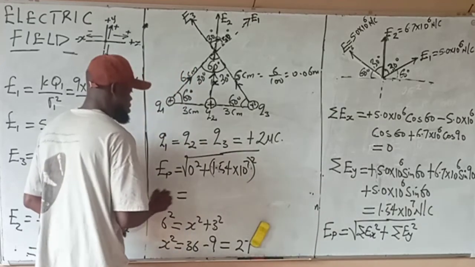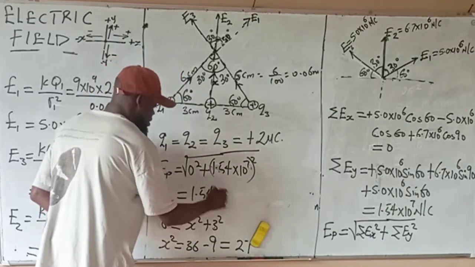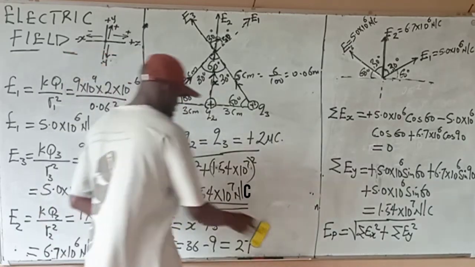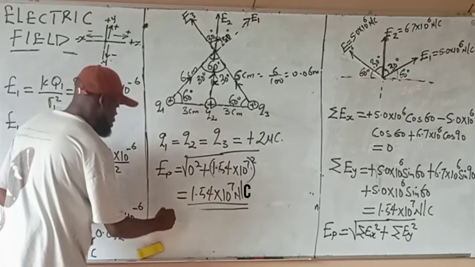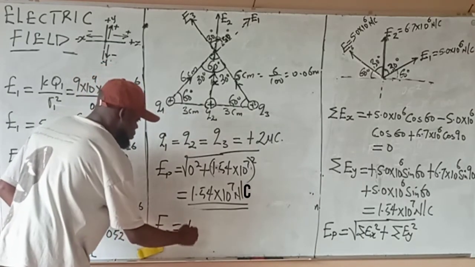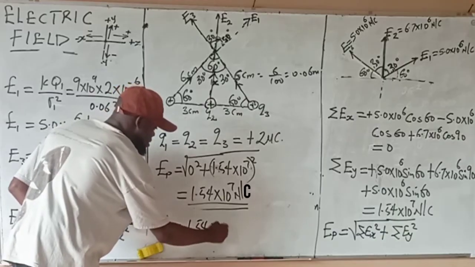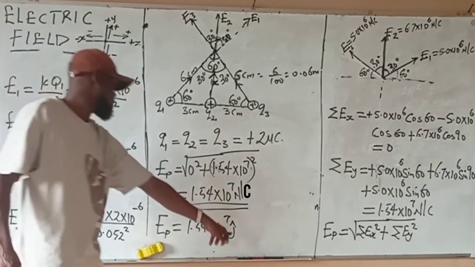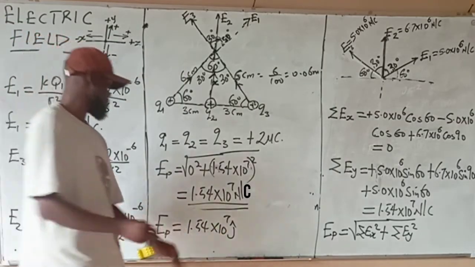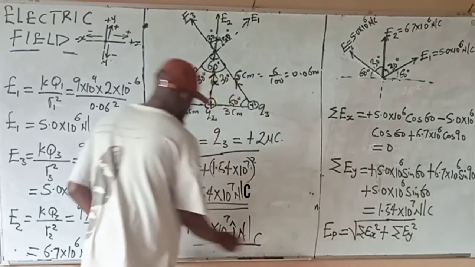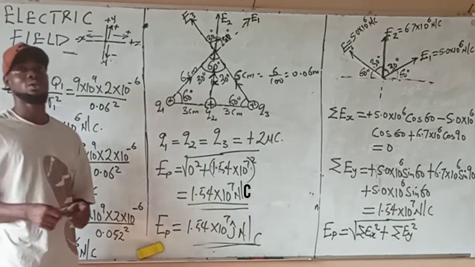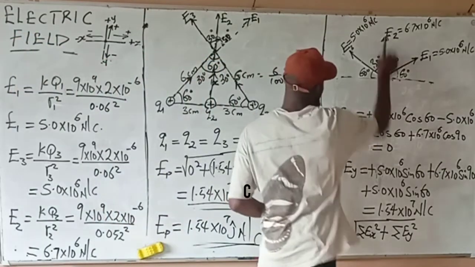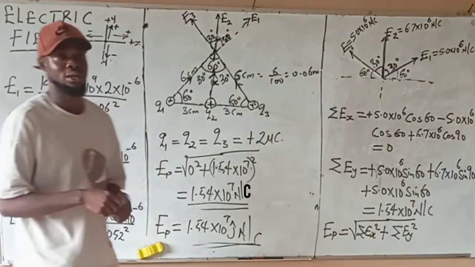So everything here is going to give us 1.54 times 10 to the power 7 Newton per coulomb. Or if I want to put it in vector form, I will say the electric field at point P is 1.54 times 10 to the power 7 j, because it's going to be in the y direction, and the unit vector for the y direction is j. So just put it this way, Newton per coulomb. The angle between this vector moving in the y direction and the horizontal will be 90 degrees.